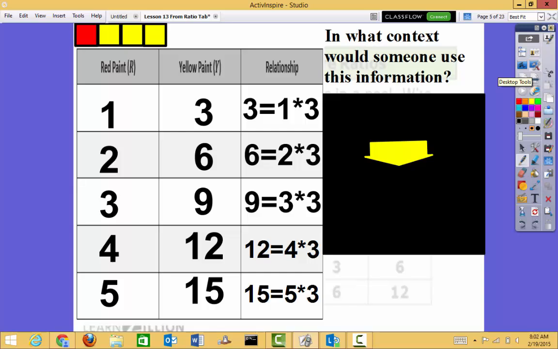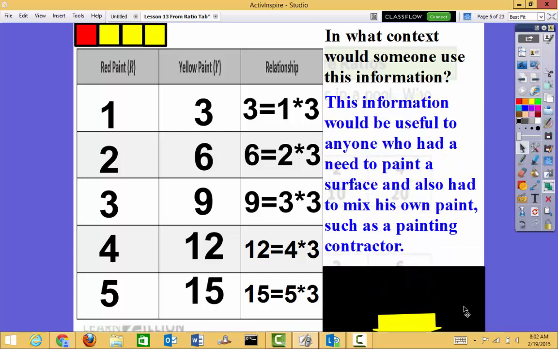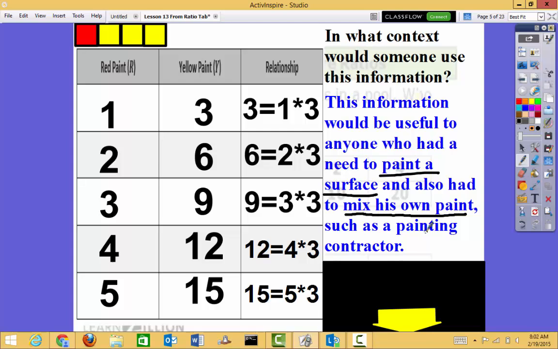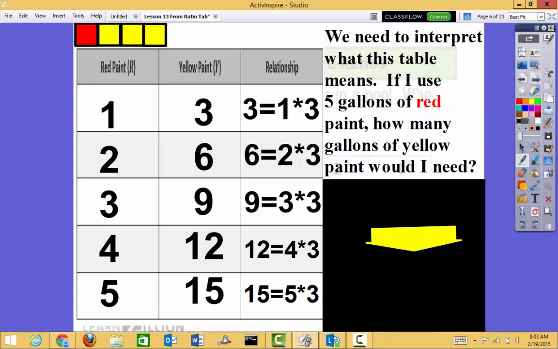In what context would someone use this? So that means, when would this be applicable or relate to real life? Well, I should know right away it's going to be related to real life if I'm a painter, or if I'm going to paint my room and I need an orange paint, and all they have is red or yellow. Or I don't like the orange colors that they have, so I need to make my own orange that I like. So this information will be useful to anyone who has need to paint a surface and also has to mix his own paint. So maybe you don't like the orange colors they have, or you want to just make your own. Okay, so now what we need to do is interpret what this table means.